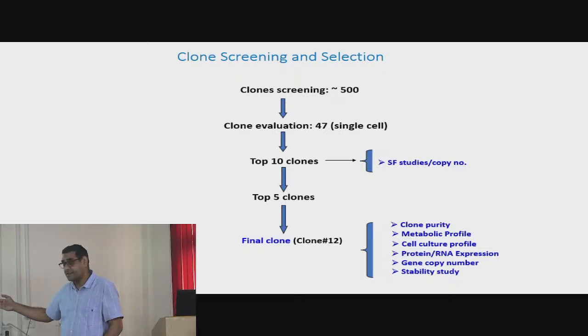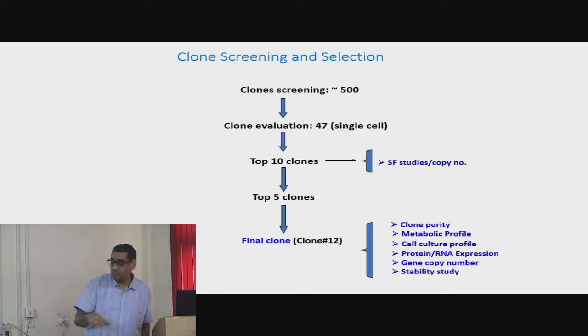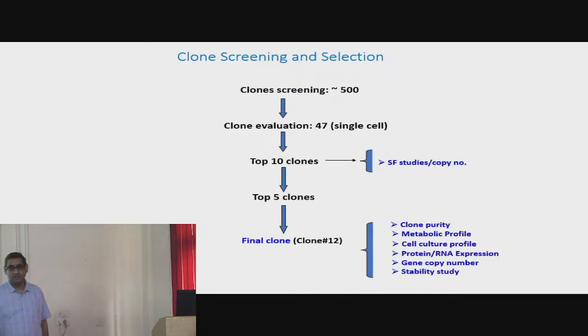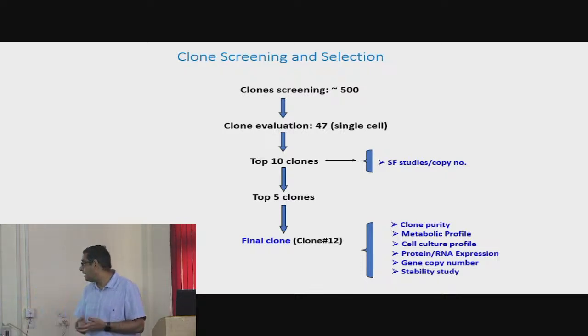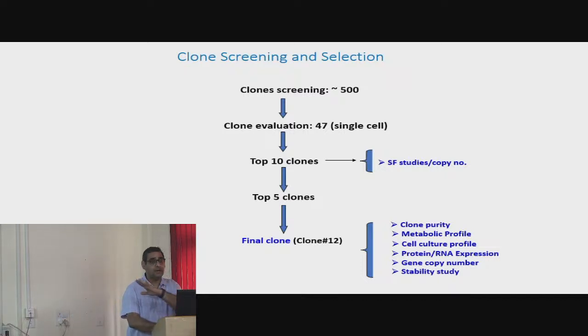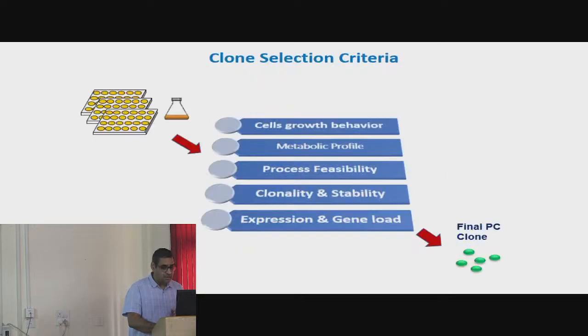You do these studies, and if you are able to do only this one and you have not done the others, it is of no use, because if you don't have clone purity, you don't have a good metabolic profile, you don't have protein and RNA expression profile, you don't have copy number and stability, which is very important, okay? So you cannot go ahead with your therapeutic protein development or therapeutic protein production, okay? So we go into clone processing. This is a flow chart for that, please note it down.